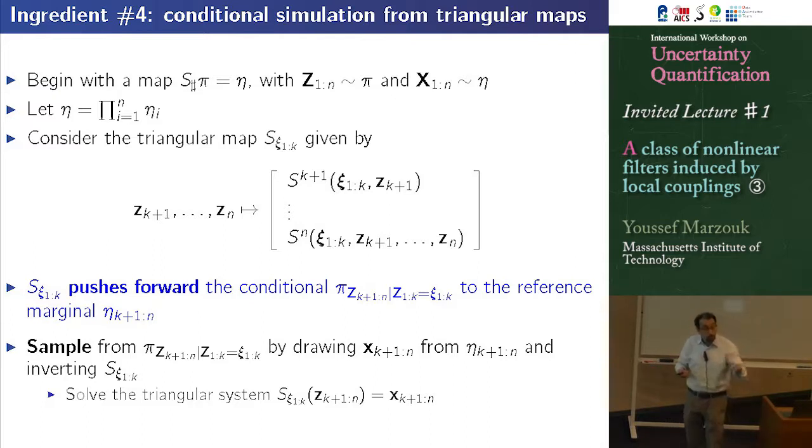So I can sample from the conditional because of the particular ordering that I chose in constructing this triangular map. If I want to condition variables that are further down on variables that are further up, that becomes an easy operation.